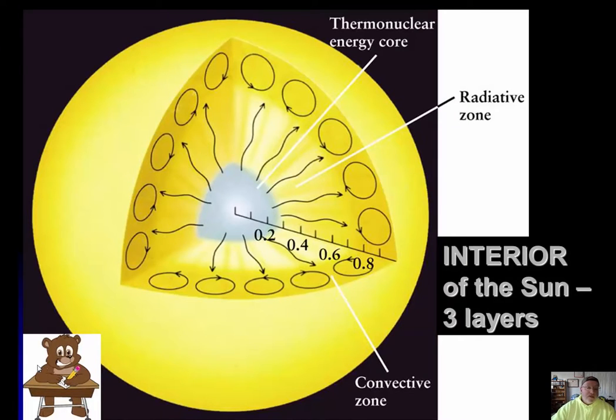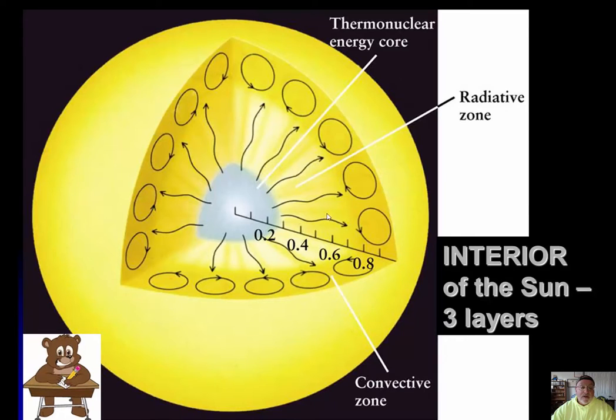I do want you to draw this picture. This is a cutaway version of the sun. It shows you the thermonuclear core. This is where hydrogen is being fused into helium, producing a bunch of energy. I do want you to know the radiative zone, where it actually radiates.